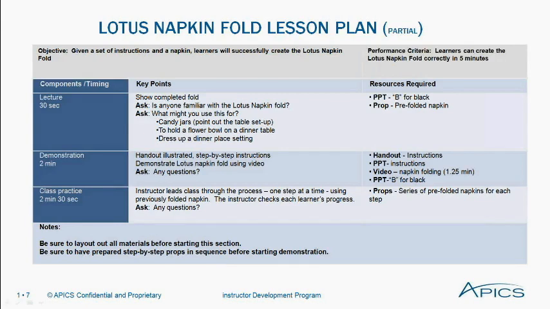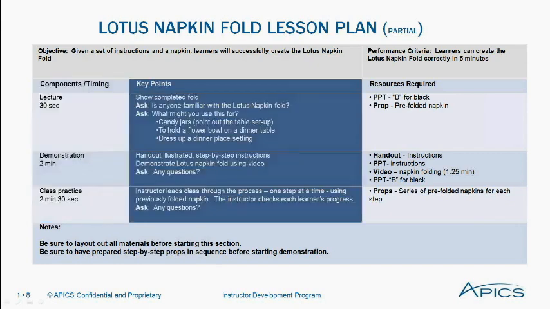Components and timing. Each section of the material to be covered can be delivered in a different fashion. In the Lotus napkin folding lesson plan, we use lecture, demonstration, and class practice. These decisions will impact the overall time allocated to the learning objective. For example, if the demonstration component takes 2 minutes, then there are only 3 minutes remaining for the lecture and class practice. Taking this into consideration before you get to class will help minimize timing issues in class.